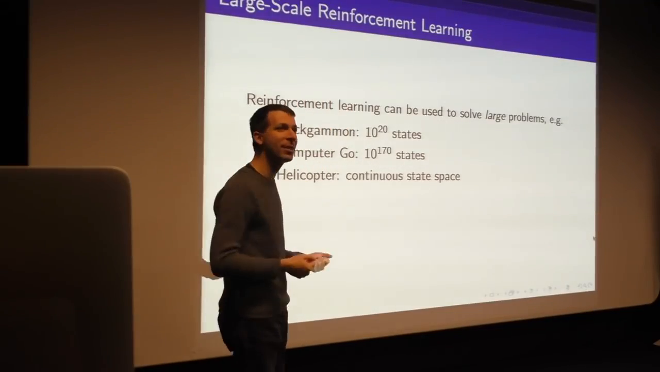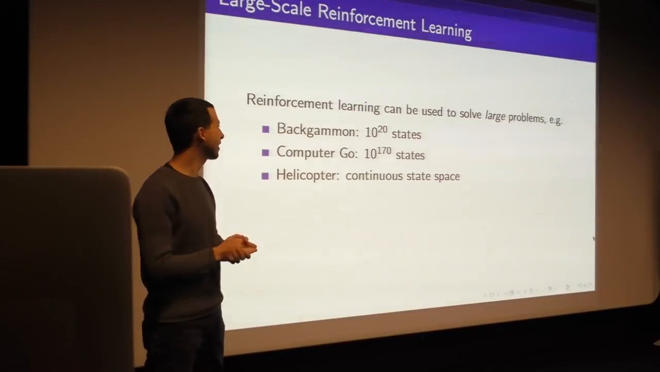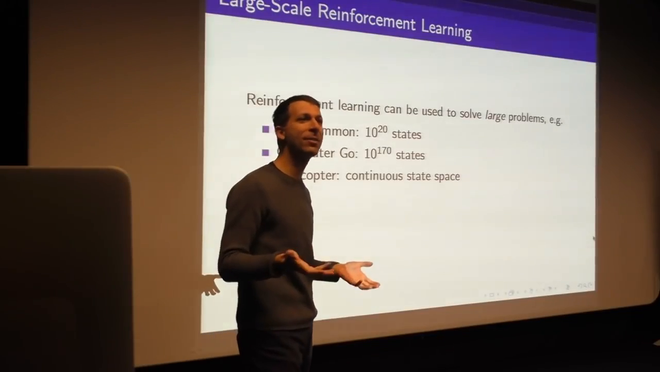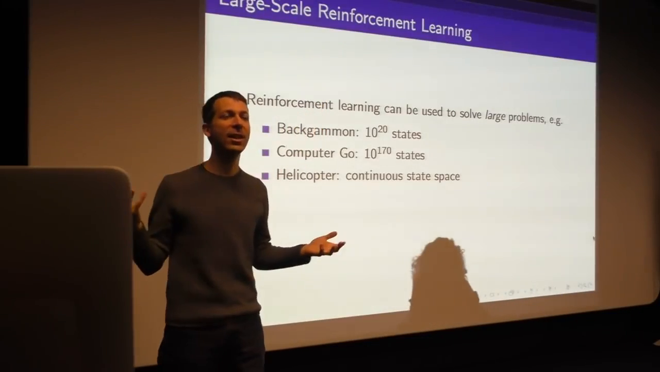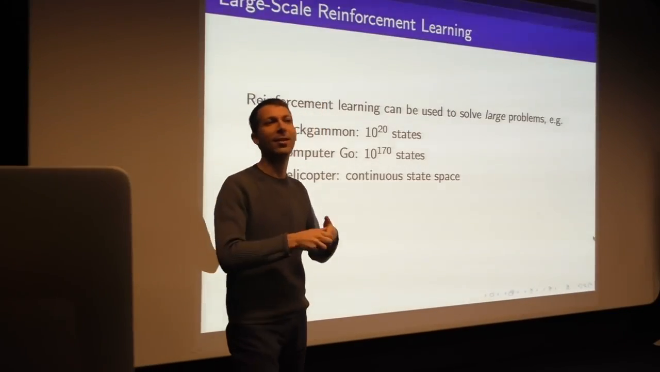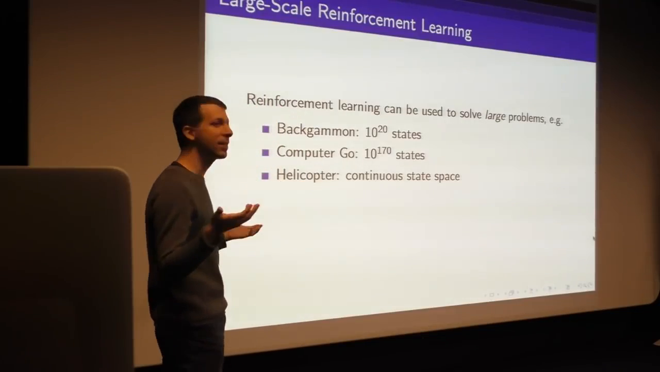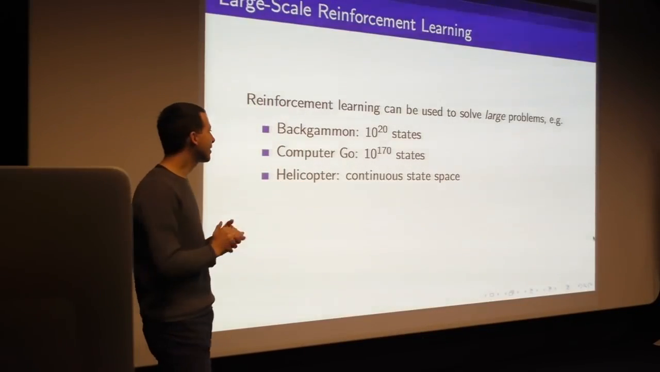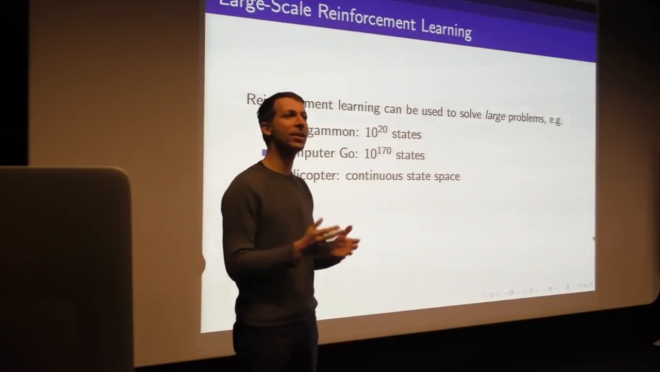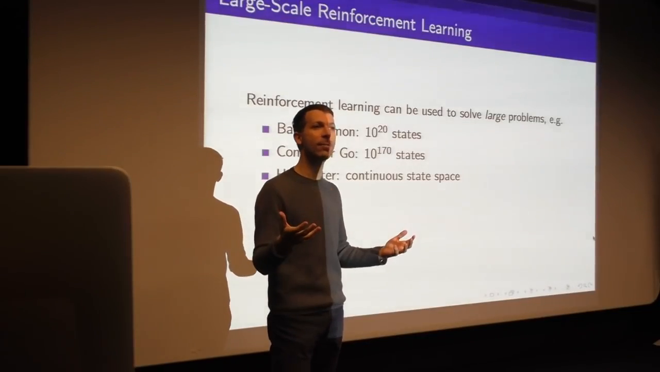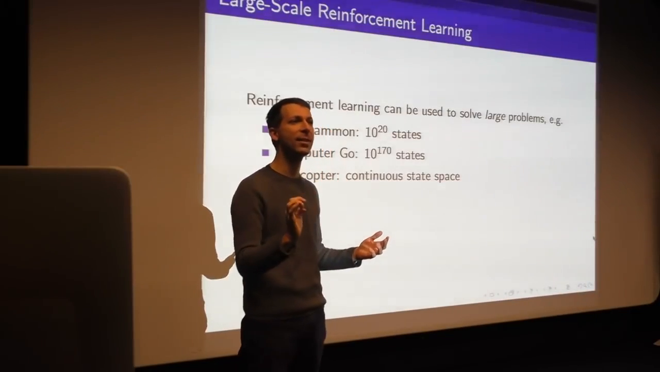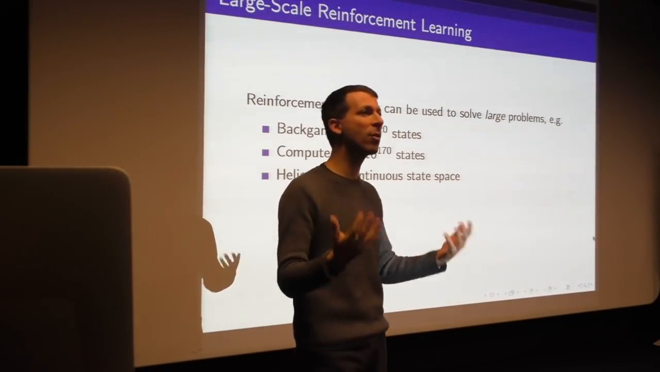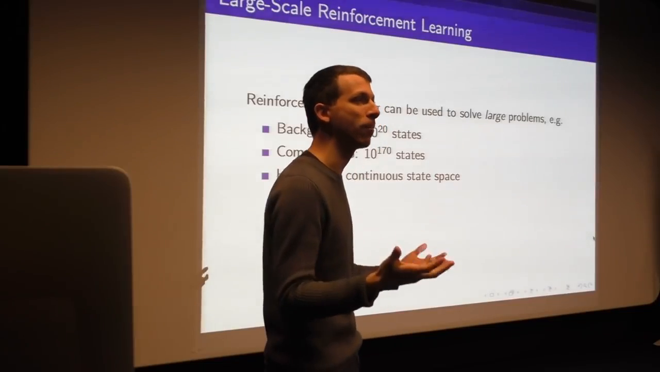That's got just 10 to the 20 states. If you work in something like Go, there's 10 to the 170 states. But if you work with robots in continuous state space, there's an uncountably infinite number of states in this domain. So something's got to give. You can't just build a table anymore. The approach we've seen so far of just building a table and having a separate value for each state in your state space is just not practical. It's not going to work. It's not going to scale up to these interesting problems.